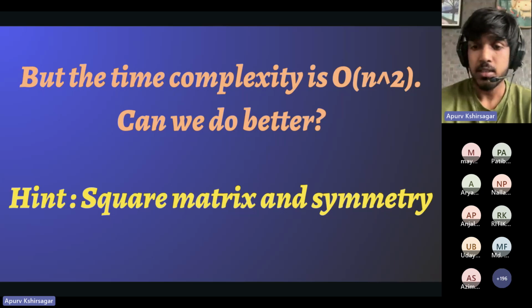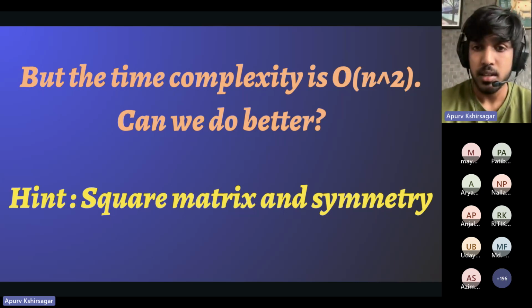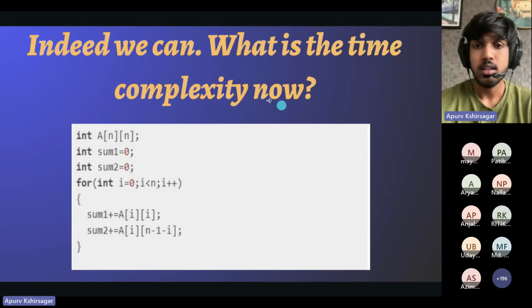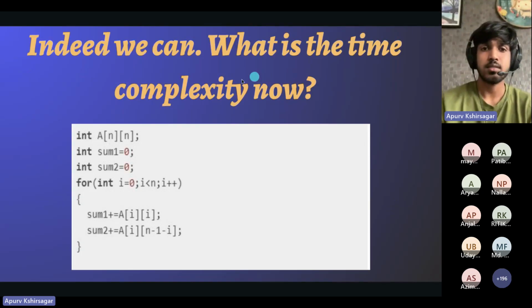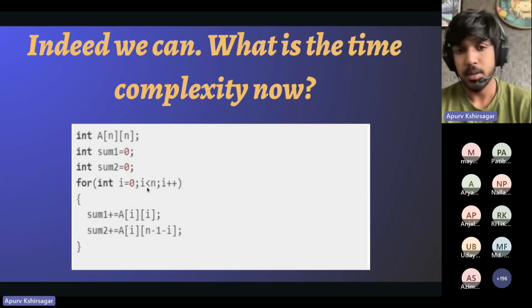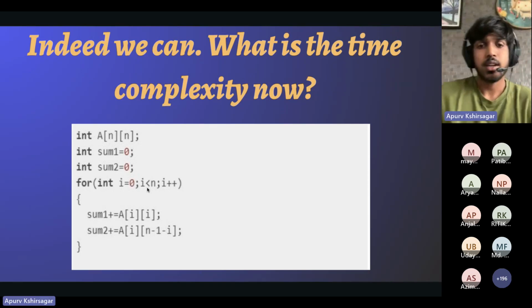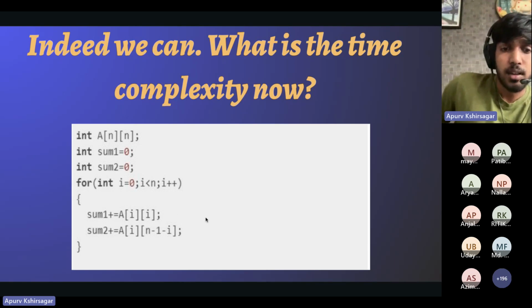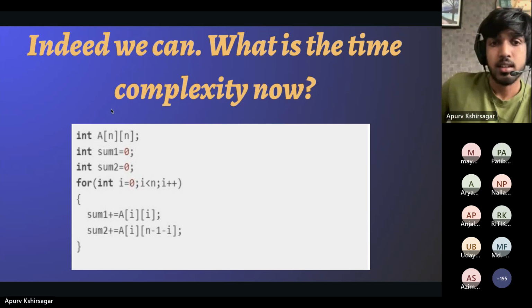Okay, guys. Now, as someone has already written in the chat, we can do it in a single for loop, or in O of n. How? This is the code. You can see the symmetry. Because of the symmetry, we can use only one for loop, and in this way we can directly find the sum which we need.